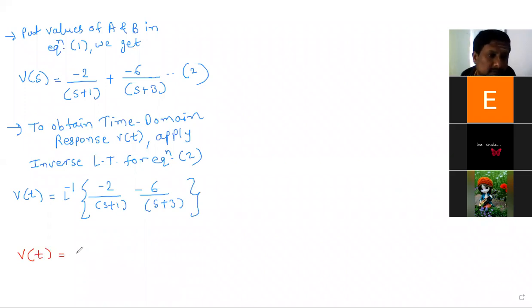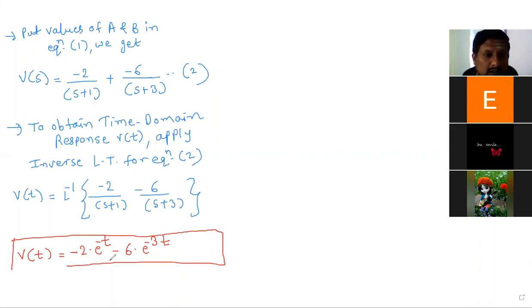Minus 2 into e raised to minus t. Next, minus 6 into e raised to minus 3t. So what is the unit? Volt. So this is the time domain response here.